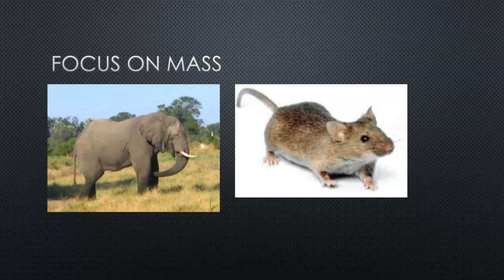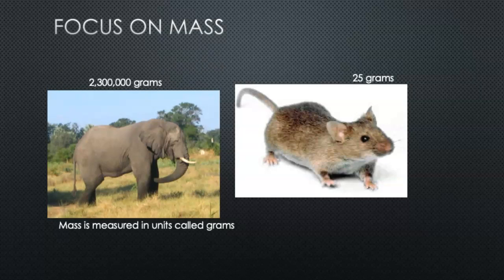So I wanted to talk to you guys today about mass and weight because that's something that confuses a lot of people. Some people think that mass and weight are really the same thing, but they're not. If you look here, mass is measured in units called grams. This big elephant is 2.3 million grams, and this tiny little mouse is only 25 grams. They are both made of atoms, but one of them has a lot of atoms and the other one has just a few.